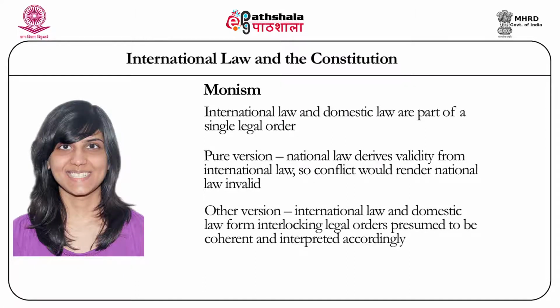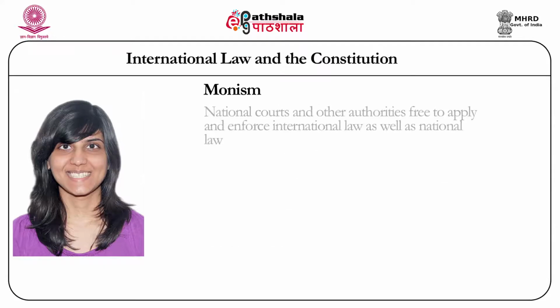This would imply that any domestic law that conflicts with international law is invalid. A softer version of monism would argue that international law and national law form interlocking legal orders that are presumed to be coherent and should be interpreted accordingly. In such a version, courts have the responsibility to ensure that their interpretations of domestic law and international law are coherent and do not conflict with each other. Under the monist approach, there are no separate spheres of application for international law and domestic law. So national courts and other authorities are free to apply international law as well as domestic law when they decide on disputes between the state and its citizens or among the citizens themselves.